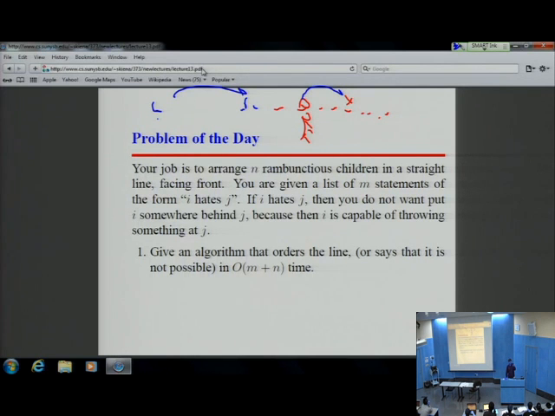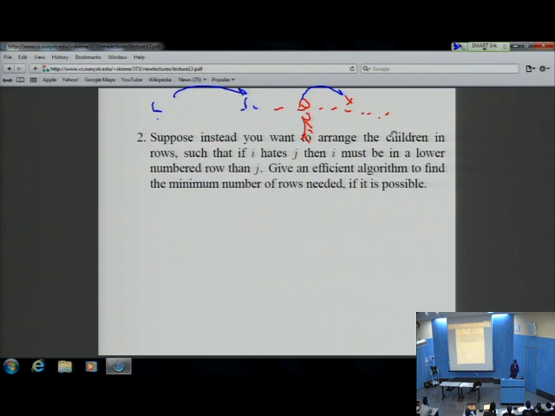Okay. So the second part here says, suppose that instead of arranging them in a line, you want to arrange them in a battalion, so that instead of a long line, you have as few rows of kids as possible, where the kids can't throw rocks ahead of them or in the same row. How would we find a topological sort with the minimum number of rows here?